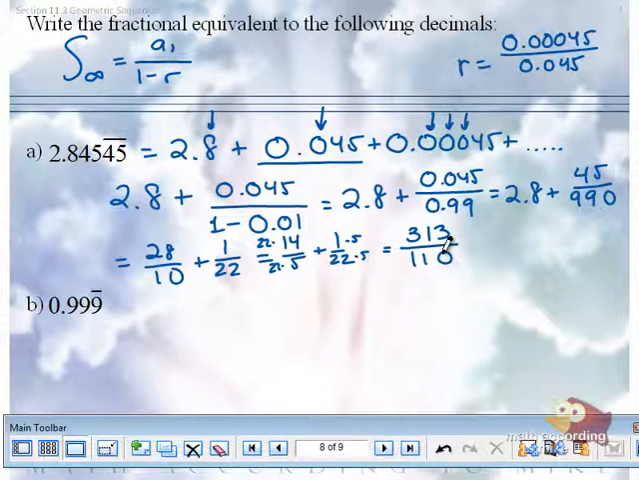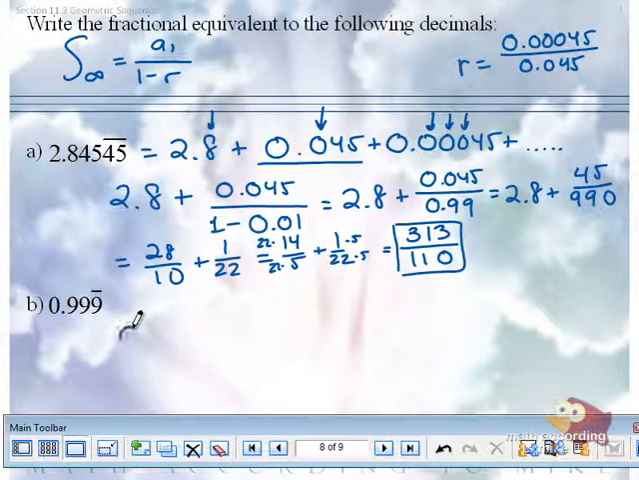And you can check your answer in your calculator by doing 313 divided by 110. And you get 2.845454545. The second one, you may already know the answer, so don't spoil it.